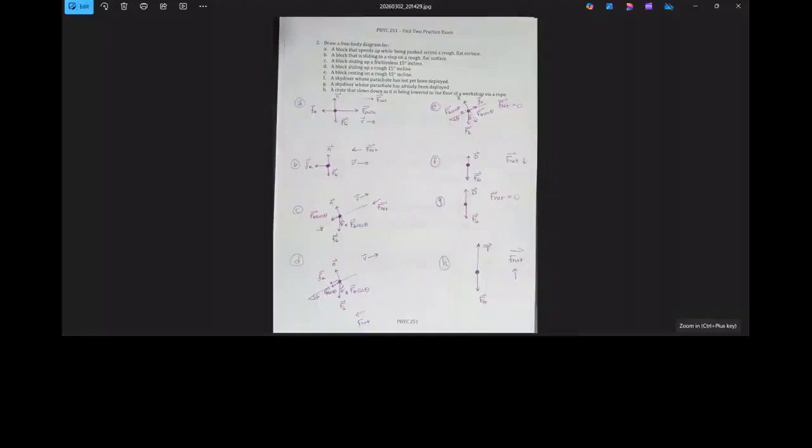Hi everyone, here's an update to a typo that I didn't discover until I was in the middle of recording this. This is number 2, part H, a crate that slows down as it's being lowered to the floor of a workshop via a rope. So our crate is moving down, but it's moving down while slowing down. That means the acceleration has to be oriented up, which means that the net force has to be oriented up. That tells us that the tension has to have a larger magnitude than the gravitational force does.